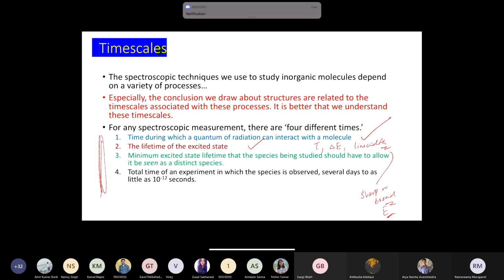So maybe I can come out of the presentation and just talk to you for a few minutes by closing this share screen.